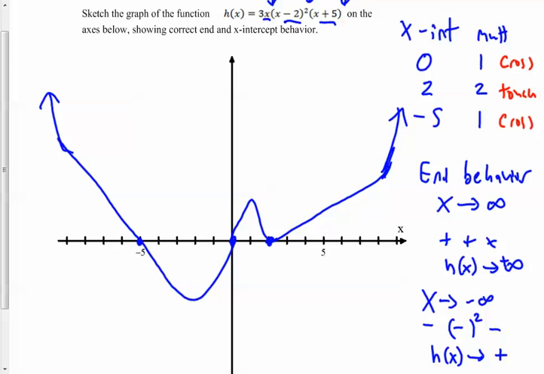Again, we're looking for the correct x-intercept behavior and the correct end behavior to see that we're graphing it. It's hard to graph correct y behavior for the y values without having calculus to help us find minimums and maximums.